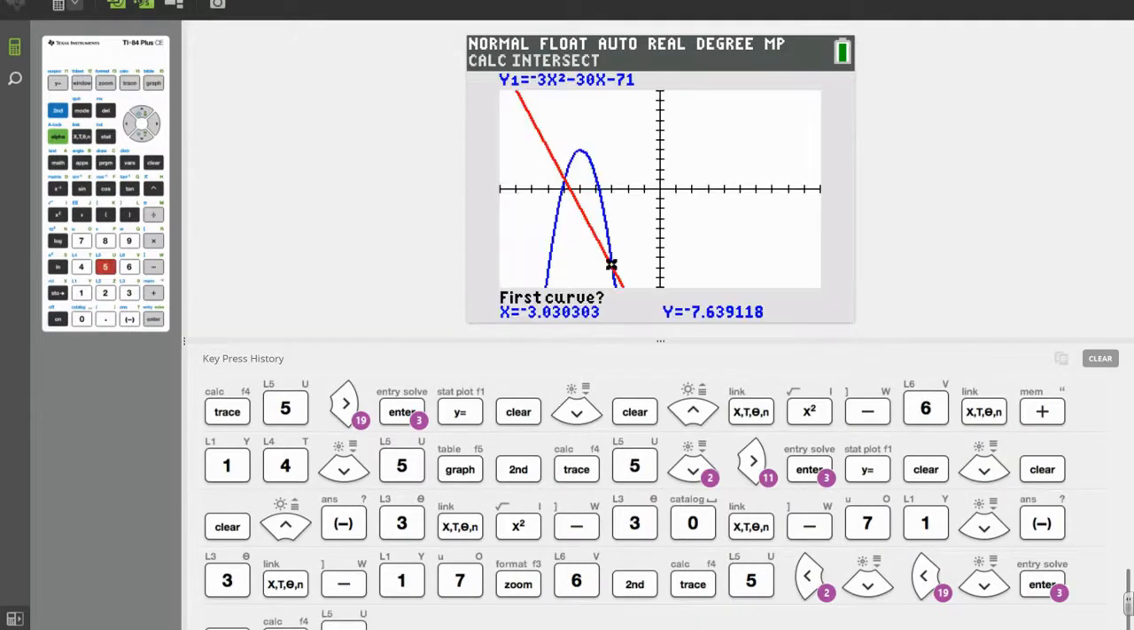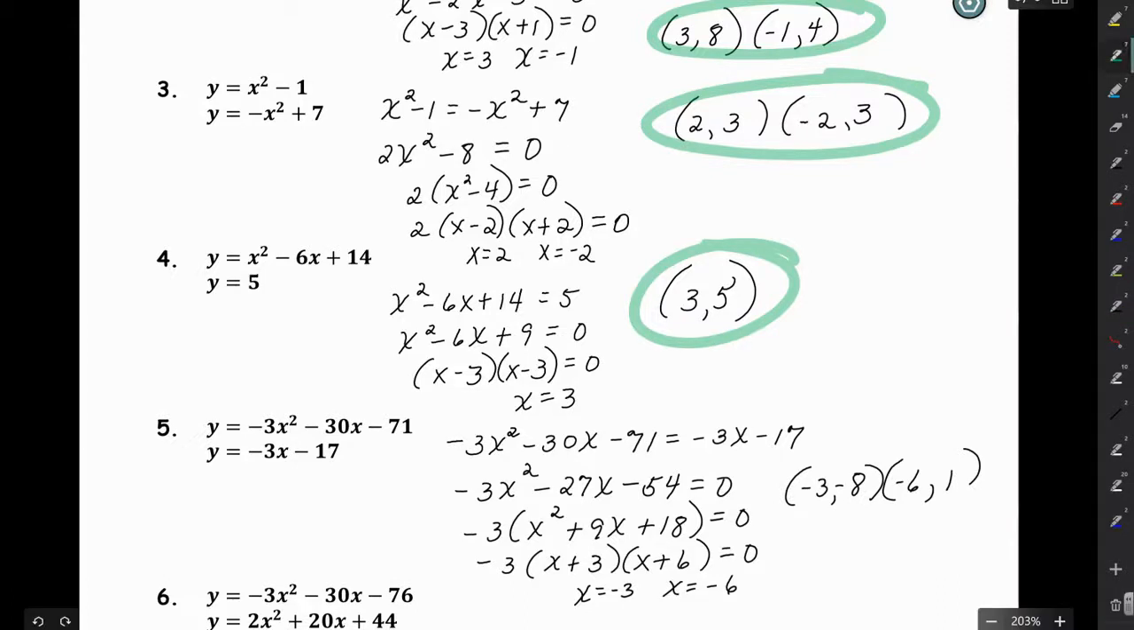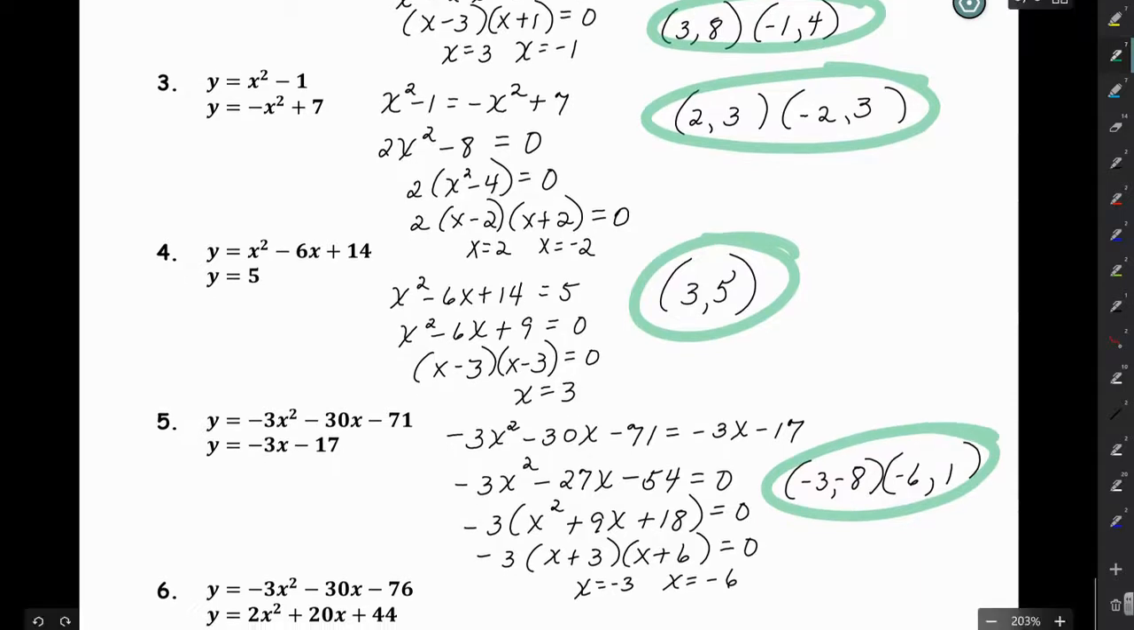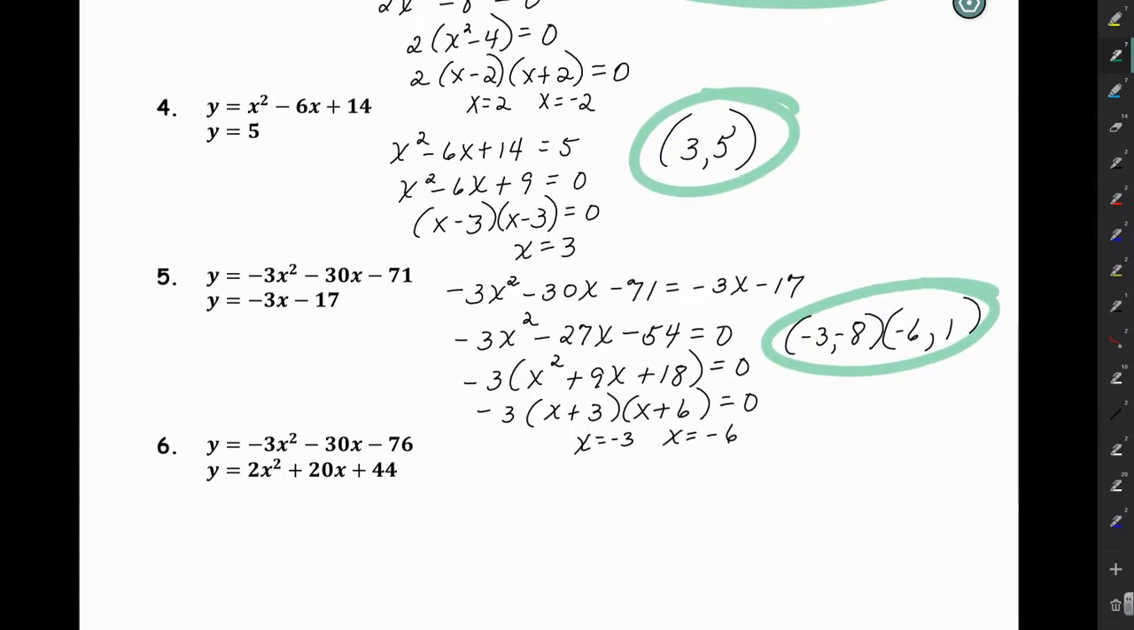Second trace number 5. Move over to the other intersection point. Hit enter, hit enter, hit enter. And the other value I get is -6.1. I'm just demonstrating you could do these algebraically or you could do them graphically. Obviously, if you have your graphing calculator, that's the way to go. But if you don't, then you would have to do it algebraically.